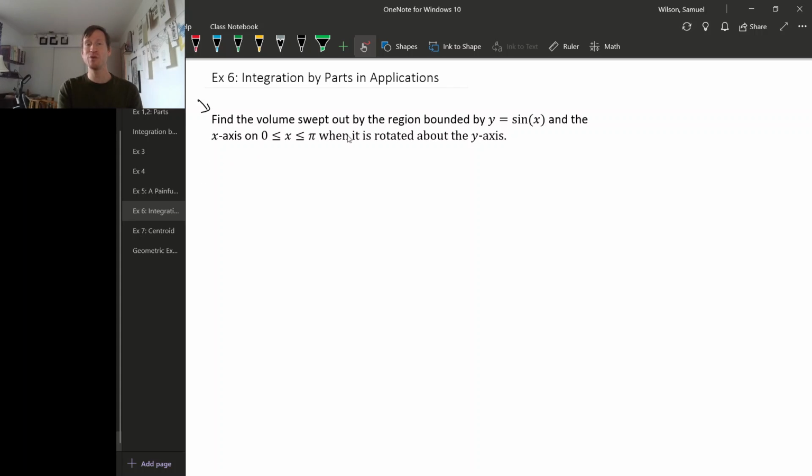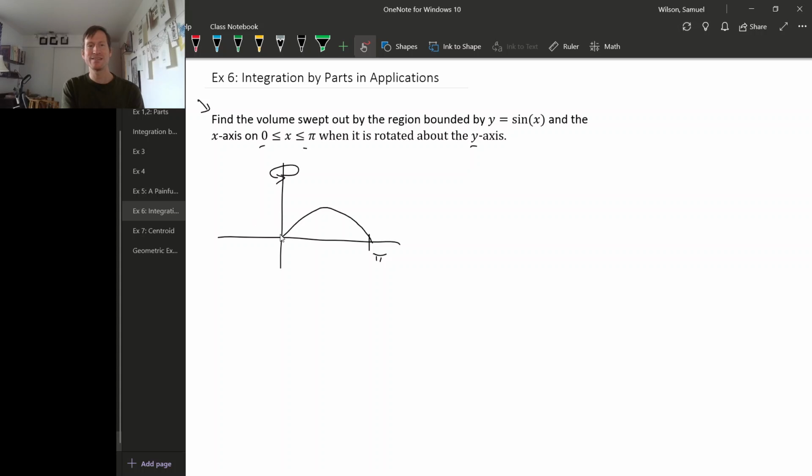Let's find the volume swept out by the region bounded by the graph of sine and the x-axis for x values from 0 to pi when we rotate this about the y-axis. So just to get a handle on what that's going to look like, from 0 to pi, that's just sort of the first bump on the graph of sine. And we're going to rotate this around the y-axis like this.